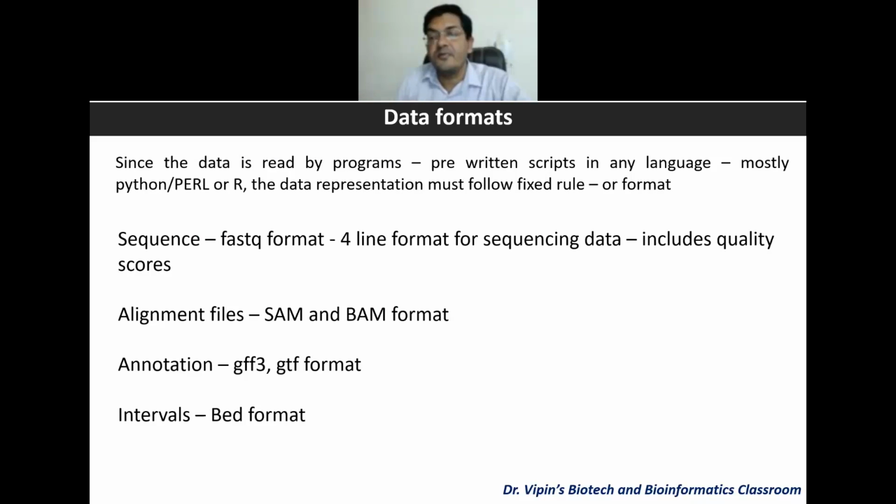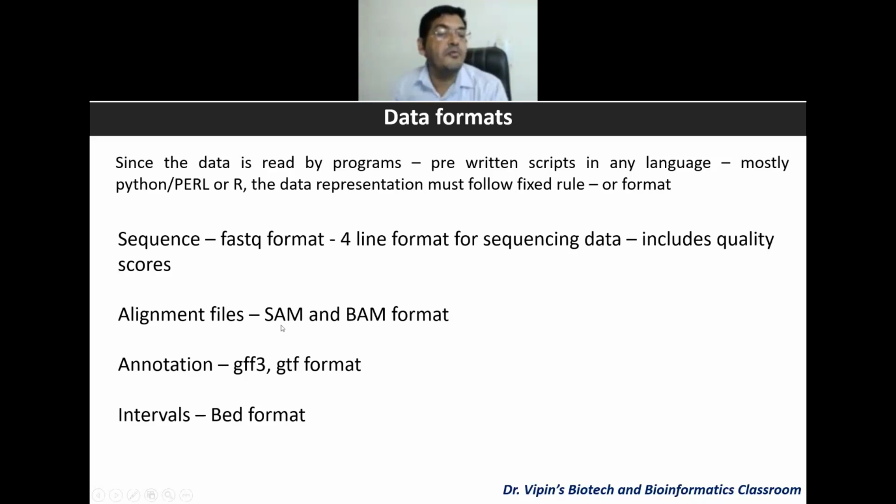So why do you need a format? Because at the backend, there is a program that is processing it, which is trained to read data in a certain way. So even if one column is missing or one column is misplaced, you will have problems in your final data. So therefore, you have a format for sequence data. So sequence data, I'm sure you would know, is now represented in FASTQ format. FASTQ because the quality for each base is also included in the basic sequence data itself. And this is a 4-line format. I'll show you the details of this.